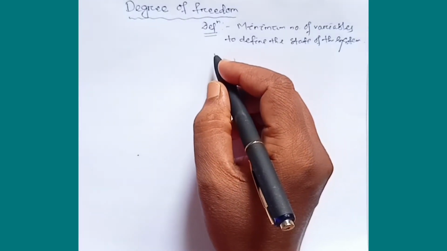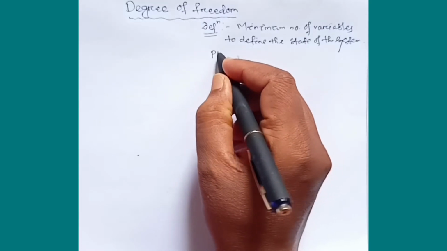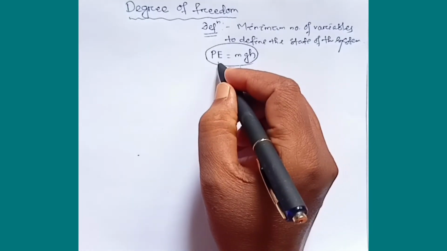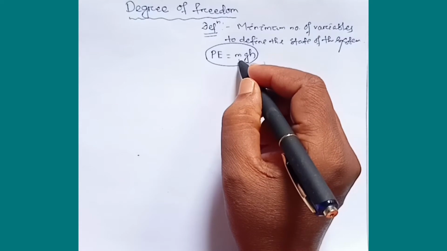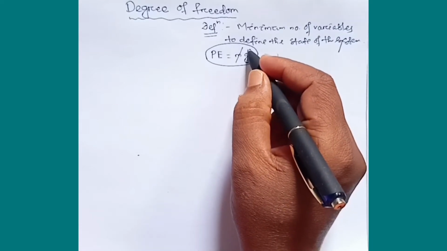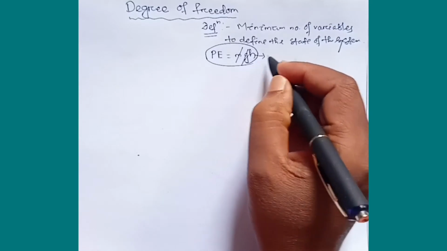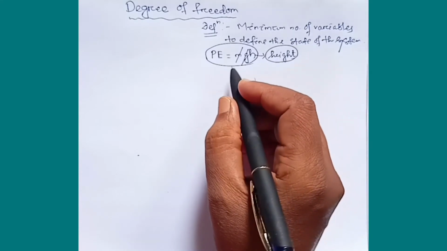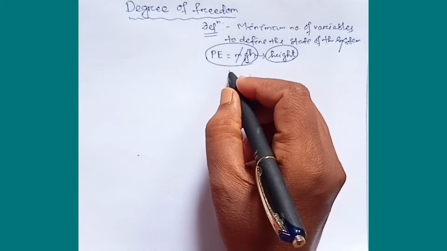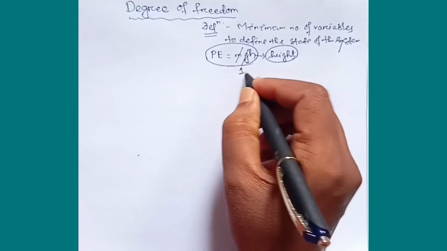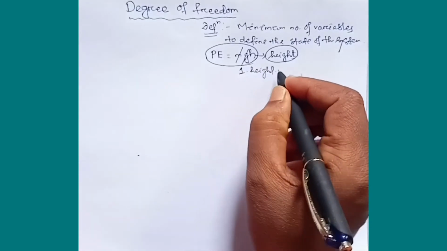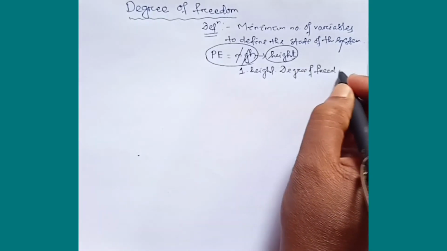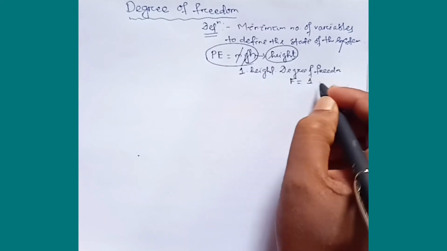For instance, potential energy. The potential energy expression is mgh. For potential energy, mass is constant and acceleration due to gravity is constant, so it only depends upon height. So in the case of potential energy, the minimum number of variables is 1, that is height. So the degree of freedom F is equal to 1 here.